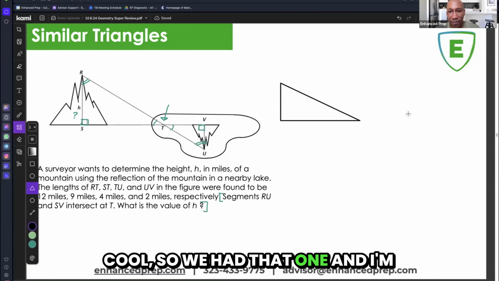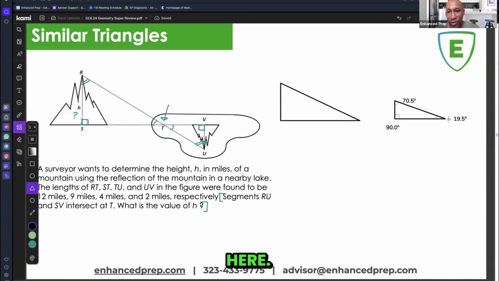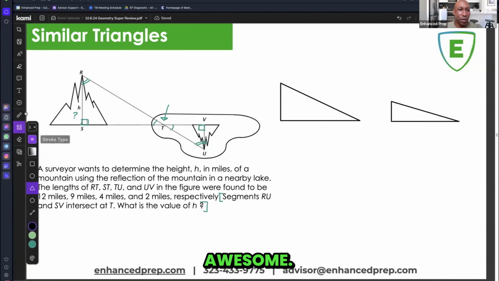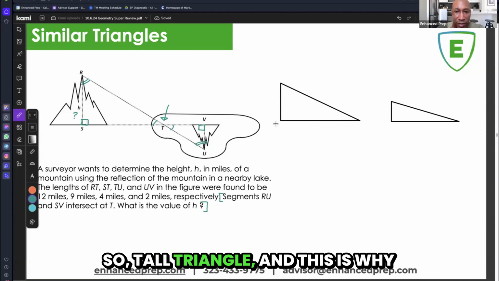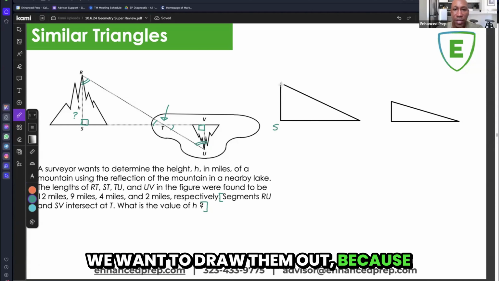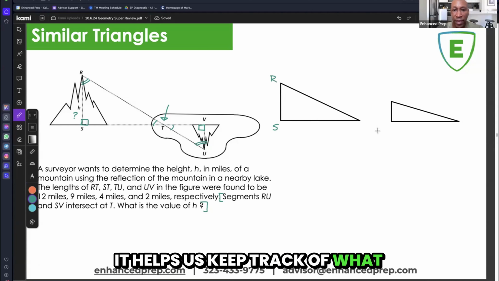Cool. So we have that one. And I'm going to draw the smaller one right here. Thought I had it. Okay, awesome. Right. So this tall triangle, and this is why we want to draw them out, because it helps us keep track of what angle is where, right?